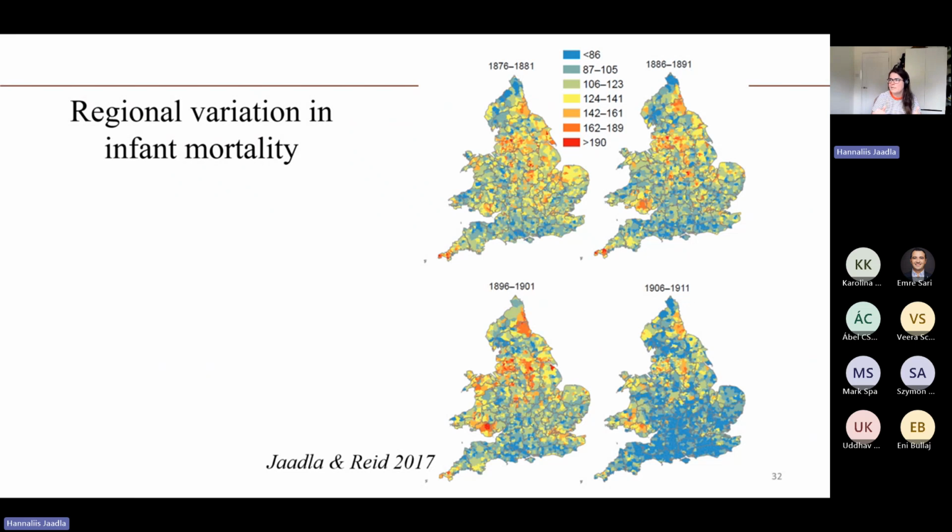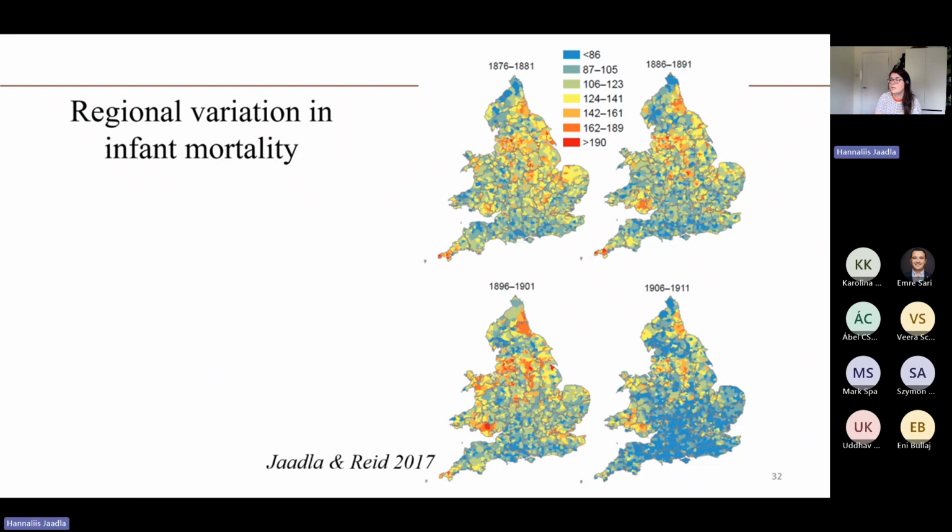So regional differences, or regional inequalities in mortality, are not a new development. They were there already 100 years ago. So from one of my own studies, where we studied infant mortality differences from the 1870s up to 1911, we used registration subdistrict level data, so this kind of aggregate level data, to study patterns of infant mortality and how they changed over time.